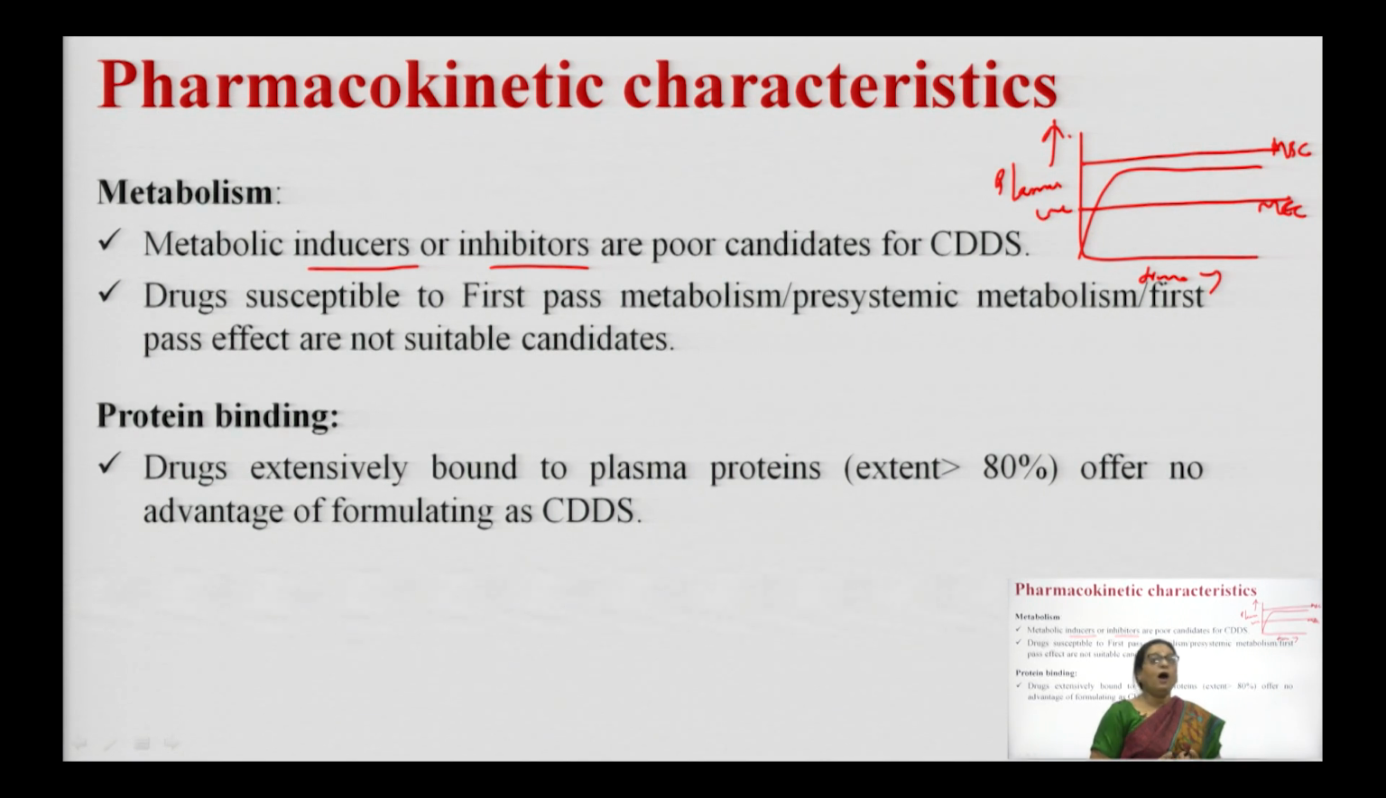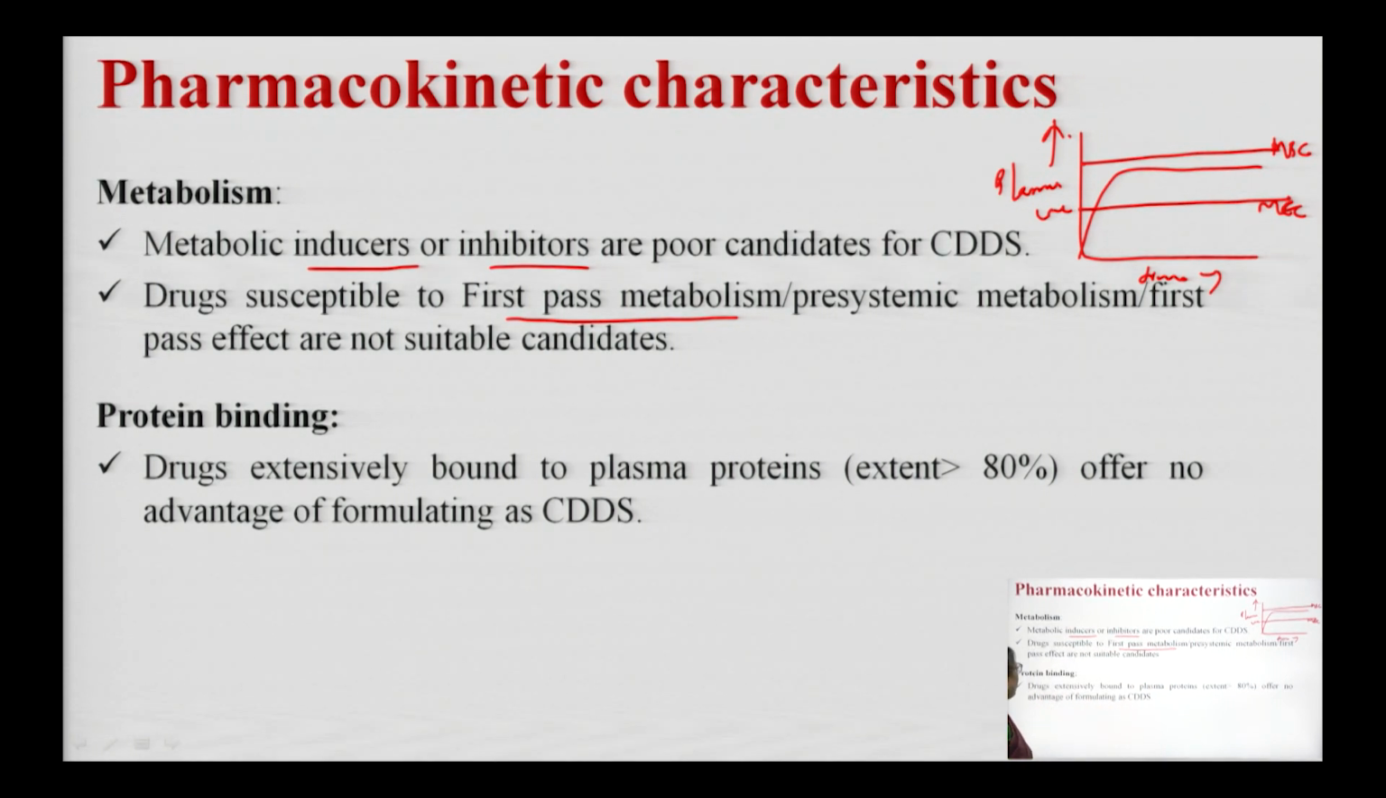However, there are routes of delivery through which we can skip this first pass metabolism, and we can deliver the drug through those routes where the first pass metabolism is skipped, and there we can make use of controlled drug delivery systems through that particular route. For example, transdermal drug delivery, bucco-adhesive drug delivery, muco-adhesive drug delivery, etc.